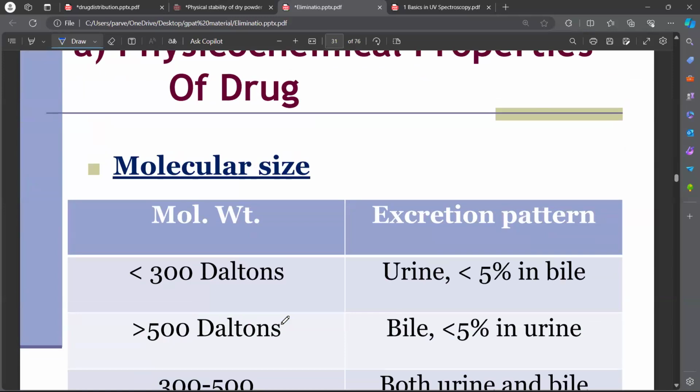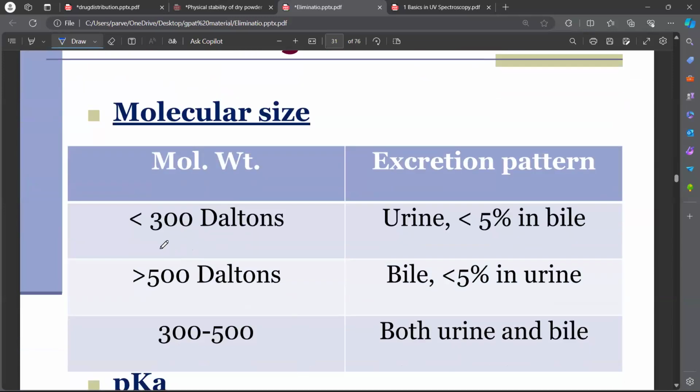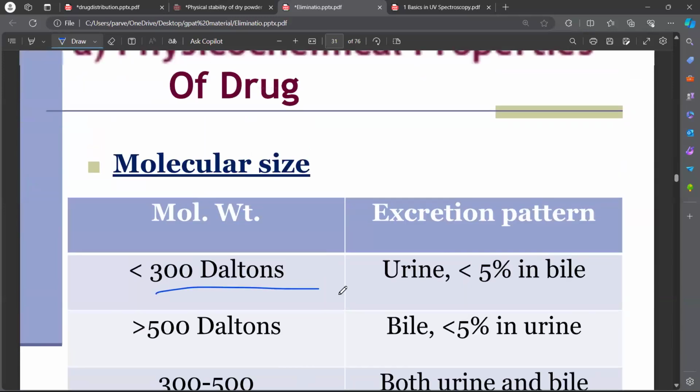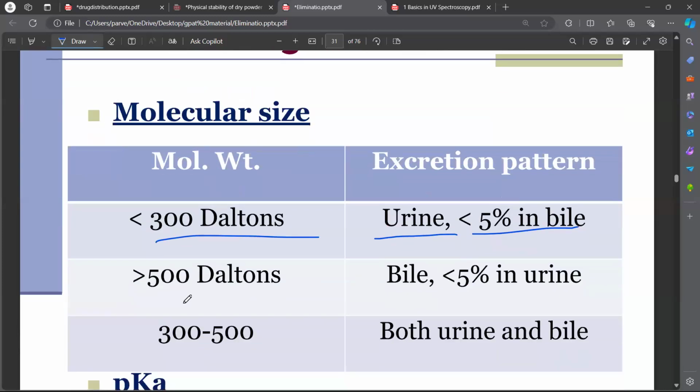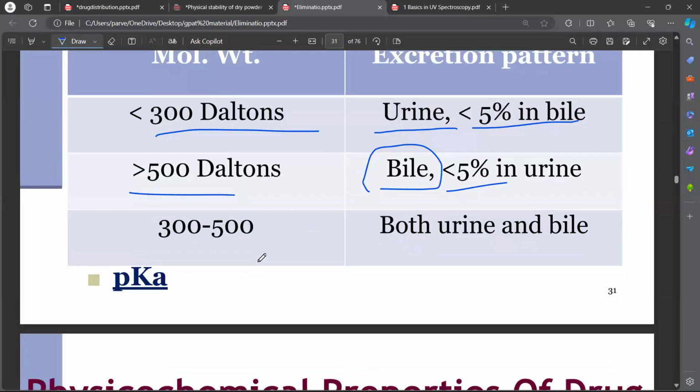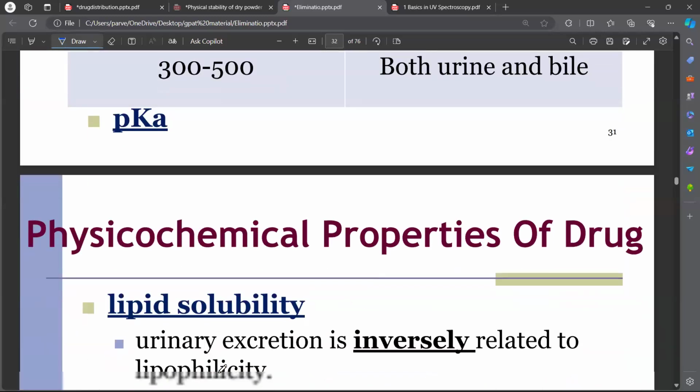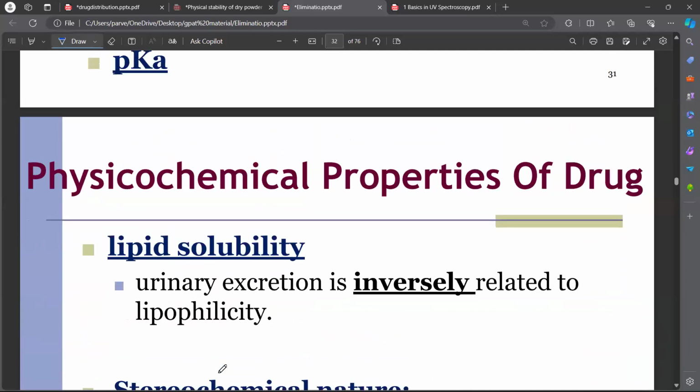Basically, this is another important table which you have to remember, guys. Molecular weight less than 300: major excretion in the urine, less than 5% in bile. Greater than 500 daltons: more excretion in the bile, less excretion in the urine, because compounds less than 250 are able to cross the GF, basically the Bowman's capsule. Around 350: excretion both in urine and bile. The same properties also apply here.